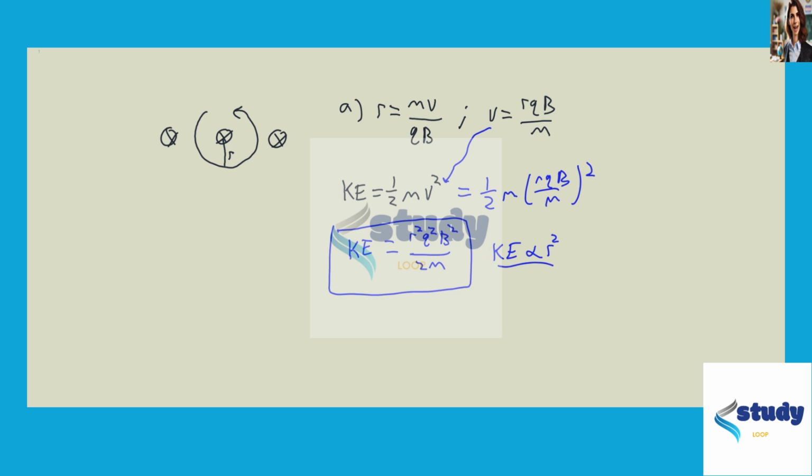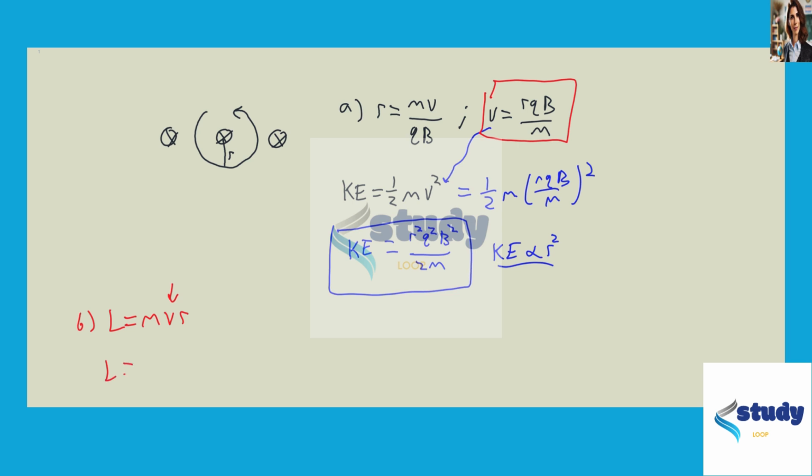But we can move on to part B, which asks us to show that the angular momentum is qBr squared around the center of the circle. To do part B, we need to recall that the angular momentum of a particle moving in a circular path is simply mvr for whatever radius that is. And we have an expression for v already that we can just plug in here.